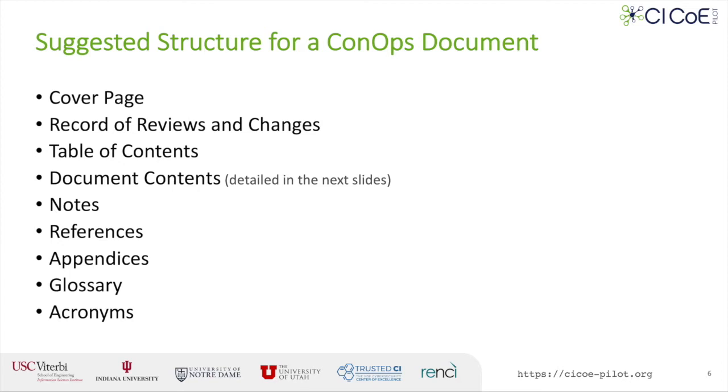So the record here, the idea is you keep a track record of changes to the document: who changed the document, when the document was changed. Then the table of contents, the actual contents of the document that will be detailed in the next slides, some notes, references, appendices, and what is very important here, and most people don't provide, a glossary and acronyms.